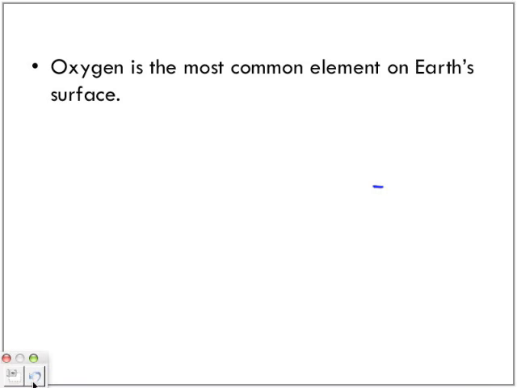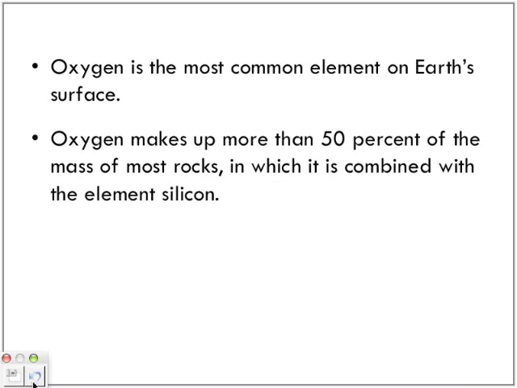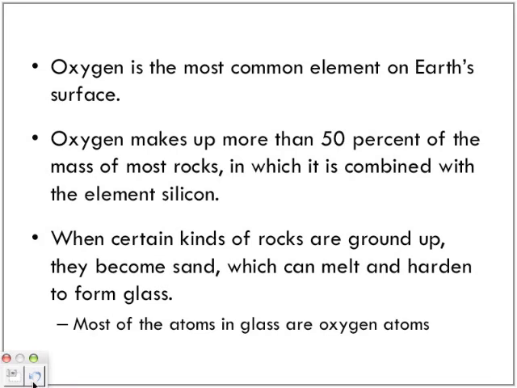Oxygen is the most common element on the Earth's surface as well. So it's not just a gas in our atmosphere, in the air, but it also makes up part of the Earth's surface. Oxygen makes up more than 50% of the mass of most rocks, because it bonds with another nonmetal called silicon. When certain kinds of rocks are ground up, they become sand, which can melt and harden to form glass. Most of the atoms in glass are oxygen atoms, believe it or not.